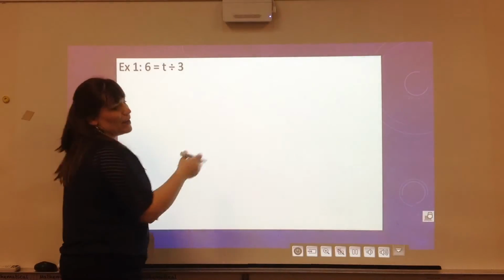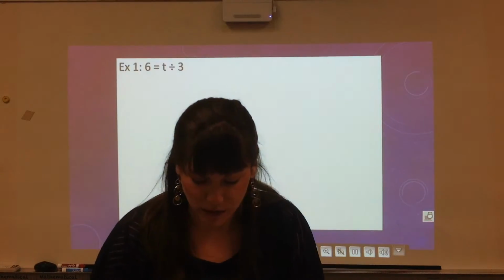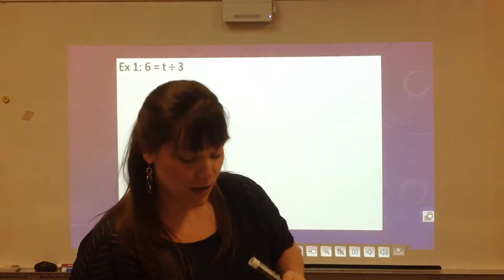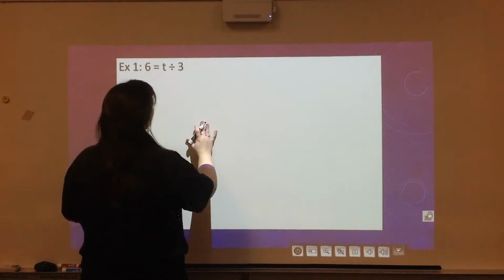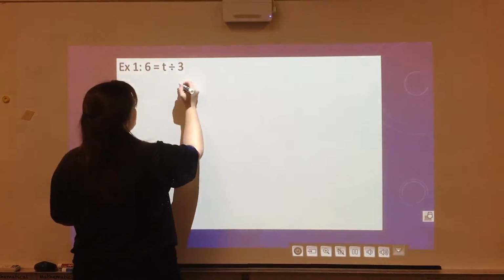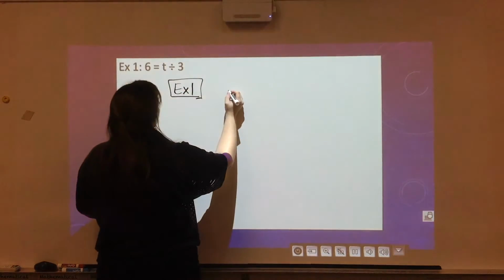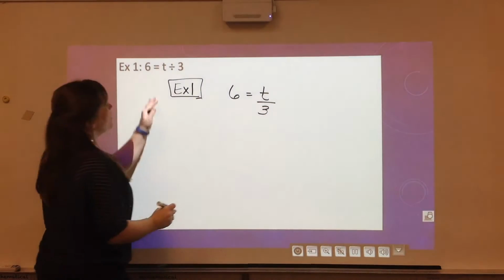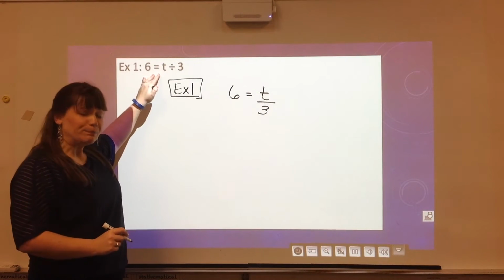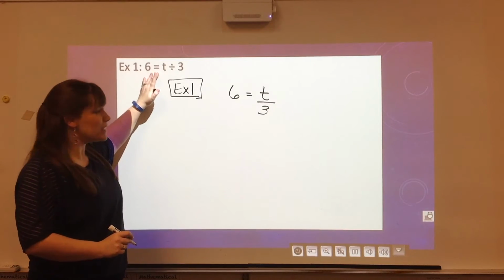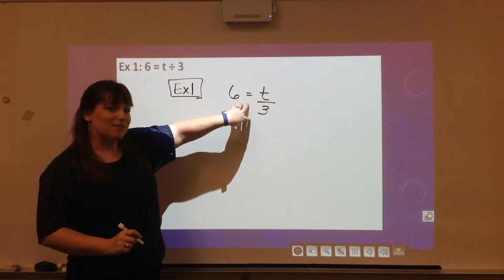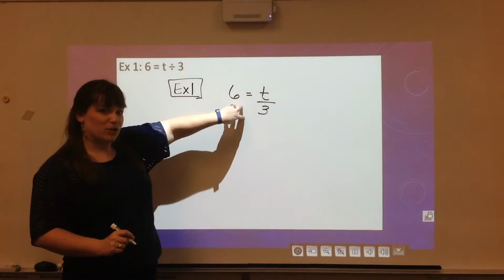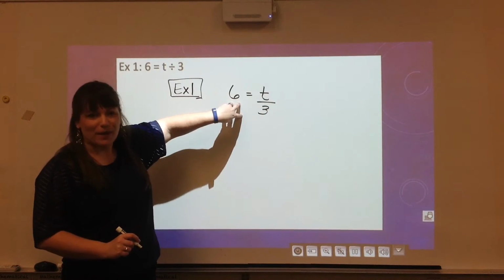So in my notebook, I'm actually going to do my division ones on the back of page 79. So here's my division work, and we're just going to do 3 examples, and then you're going to do 3. So example 1 from our sheet is 6 equals t divided by 3. Now I wrote it specifically horizontally. You're going to maybe see that, but I want you to write it in a fraction form. It's going to make solving a lot easier. This is actually the form on your sheet, so you can just copy that as well.